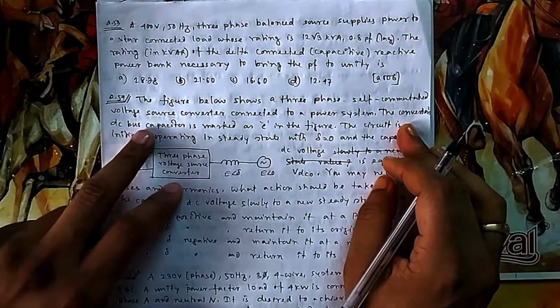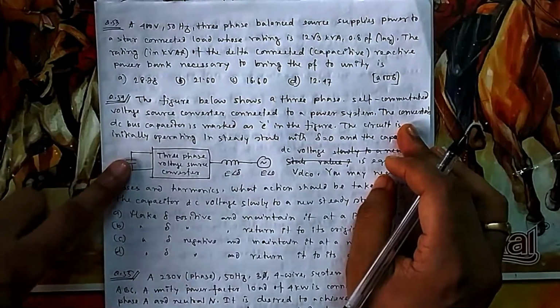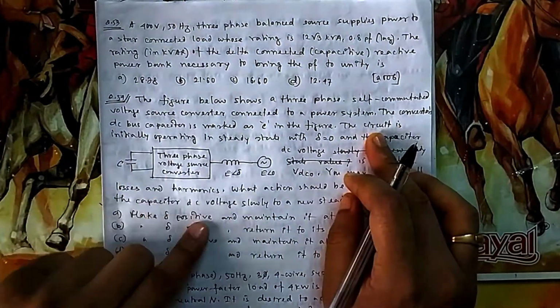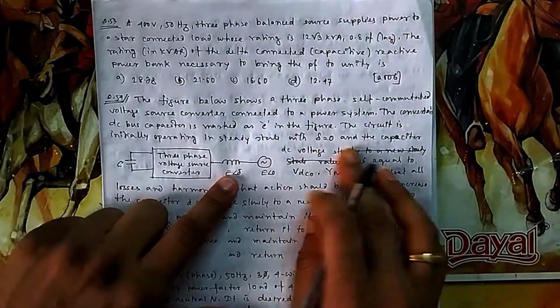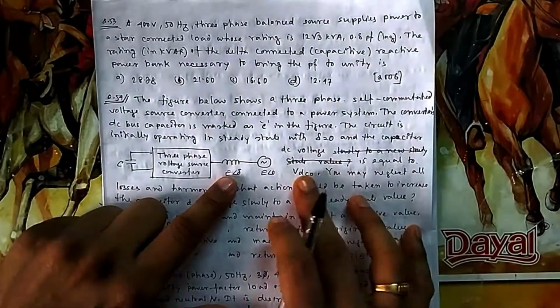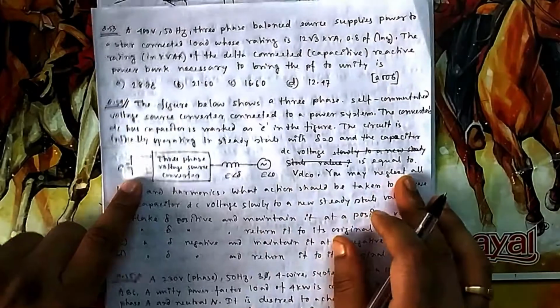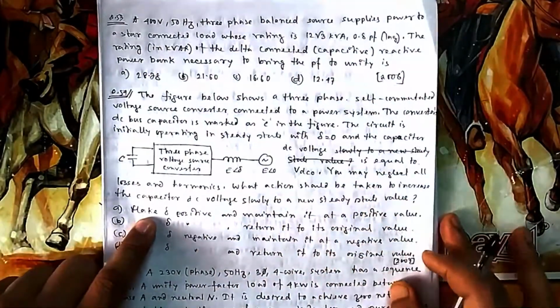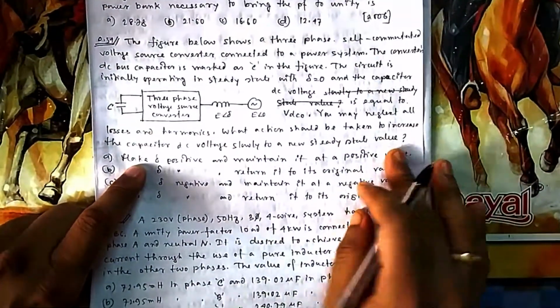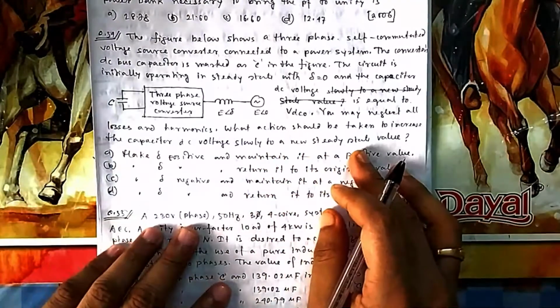The figure below shows the 3-phase self-commutated voltage source converter connected to a power system. The converter DC bus capacitor is marked as C in the figure. The circuit is initially operating in steady state with delta 0, and the capacitor DC voltage was equal to some voltage VDC0. You may neglect all the losses and harmonics. What action should we take to increase the capacitor DC voltage slowly to a new steady state value?